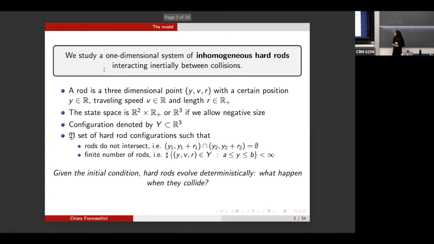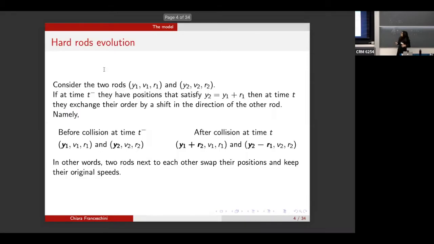Okay, so then you ask, what do these rods do? When time evolves, they evolve deterministically. If you have just one rod, the position at time t is just v times t. But if you have more rods, at some point they will collide, and then you have to give the collision rule. They collide when the end point of the first rod touches the first point of the second rod, so when this condition is satisfied: y2 equals y1 plus r1. And what they do is they just swap their position, and then they keep their motion as it was.